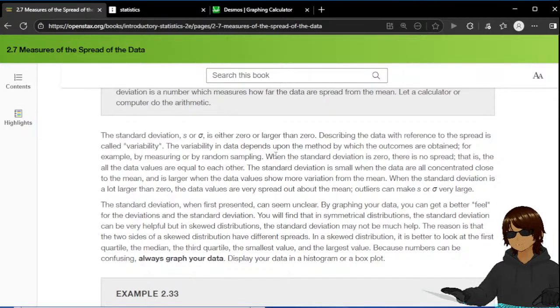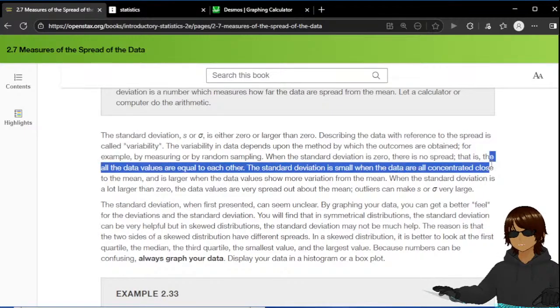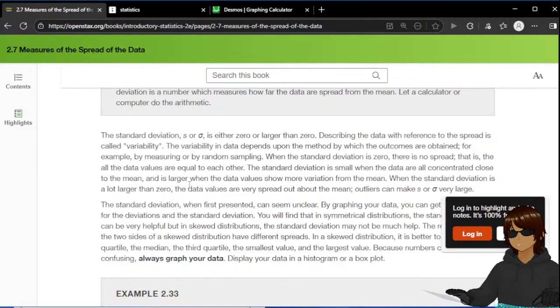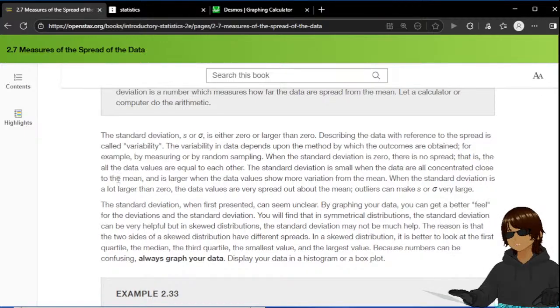That is, all the data values are equal to each other. Standard deviation is small when the data are all concentrated close to the mean and is larger when the data values show more variations from the mean. When the standard deviation is a lot larger than 0, the data values are very spread out about the mean. Outliers can make S or sigma very large.